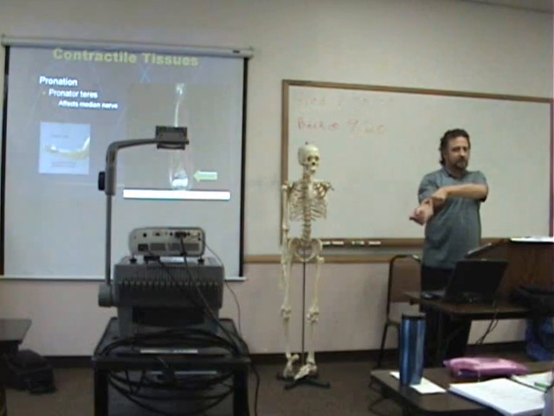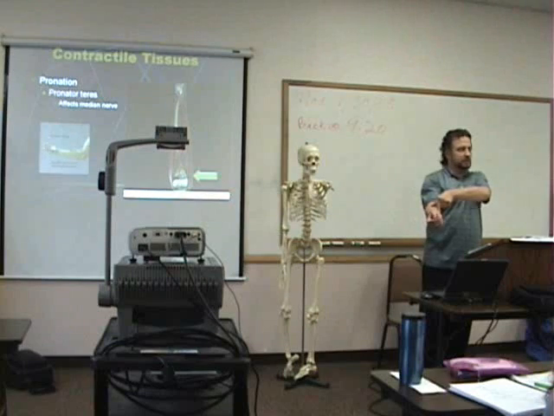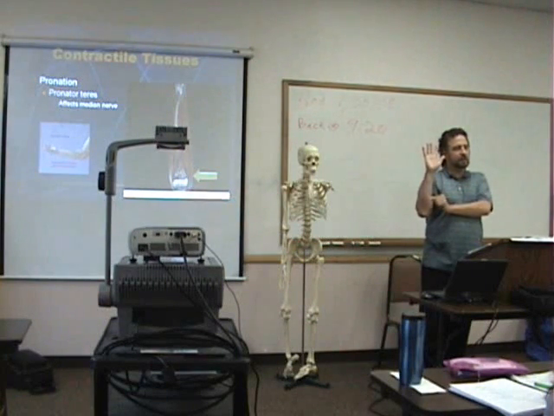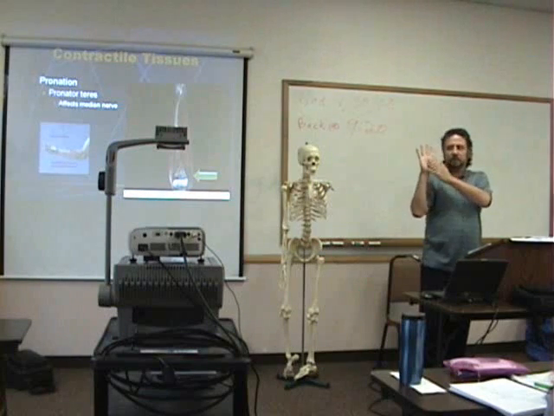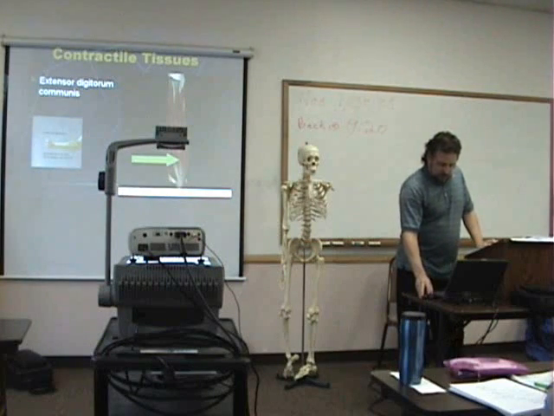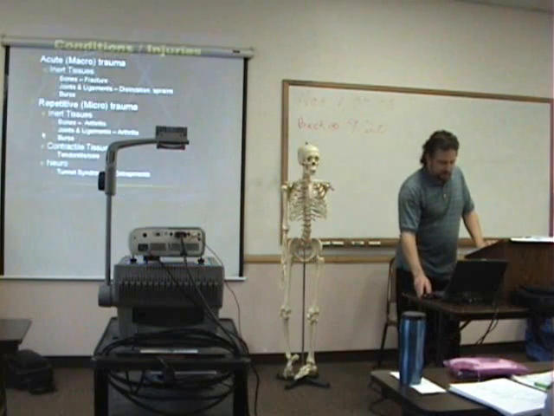And then what nerve did we say that was significant for? Median nerve. And then what's the distribution of the median nerve in the hand? Right there. Yeah. And other muscles, extensor digitorum communis.